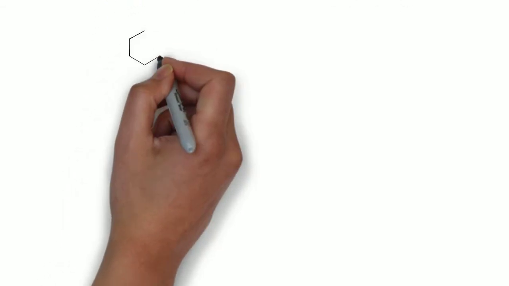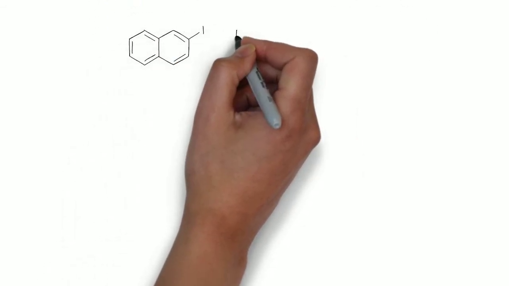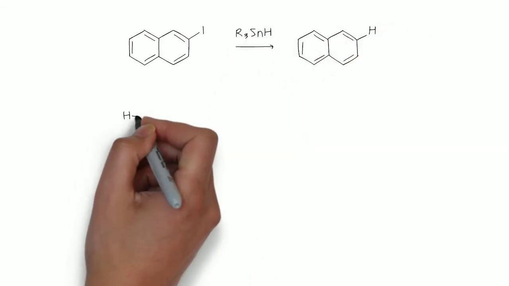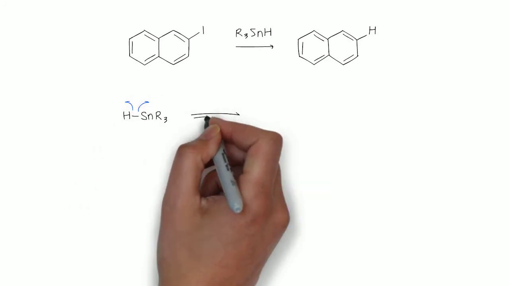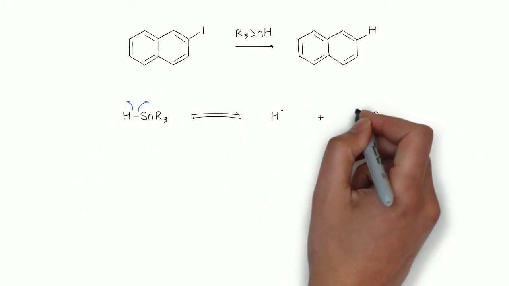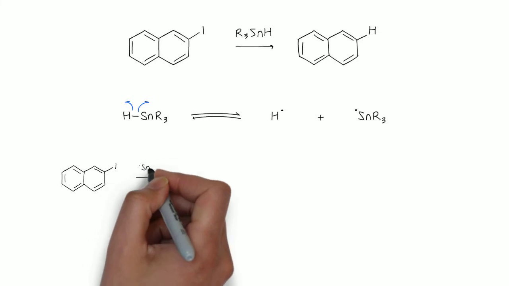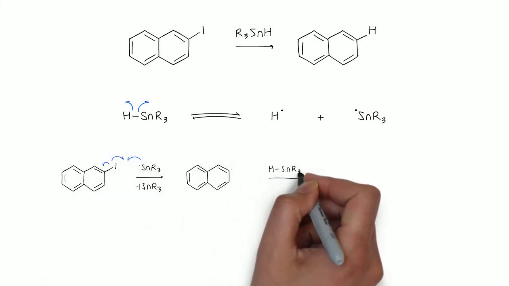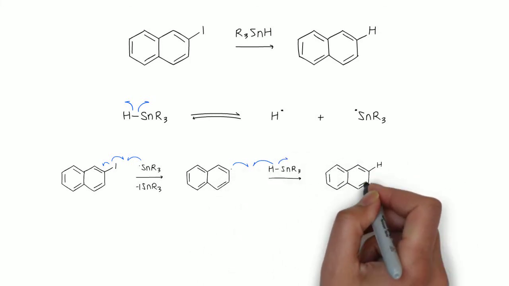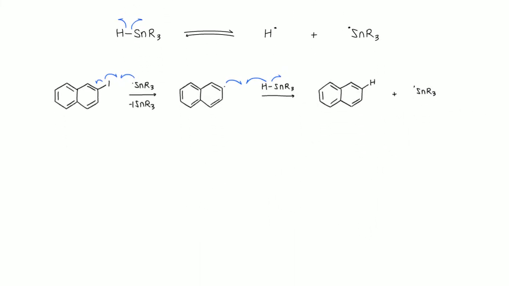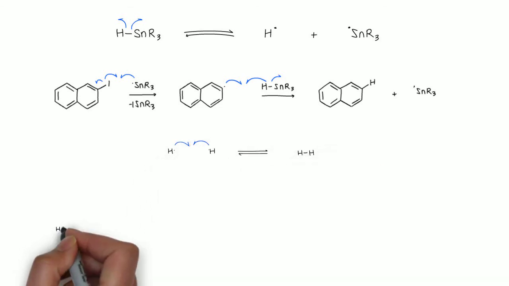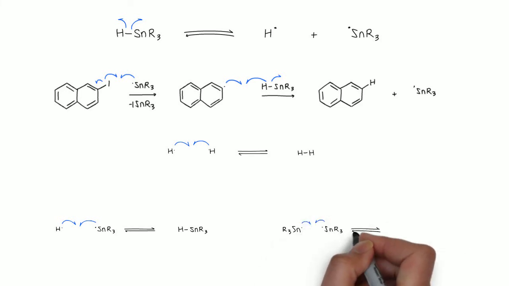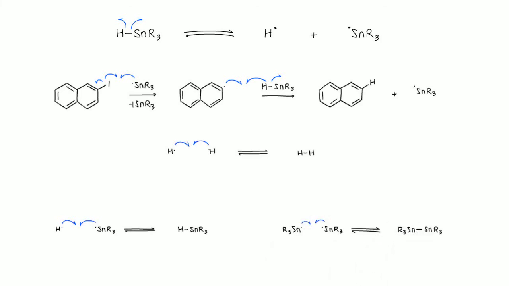Let's look at reduction of an aryl iodide. The initiation step is generation of hydrogen radicals and tin radicals. In the propagation step, it's the tin that abstracts the iodine to give an aryl radical, and quenches it with another hydrogen donor to give the product. If two radicals come together, that's a homolytic fusion if they're the same. And if we take radicals from the system, that's a means of terminating the reaction.